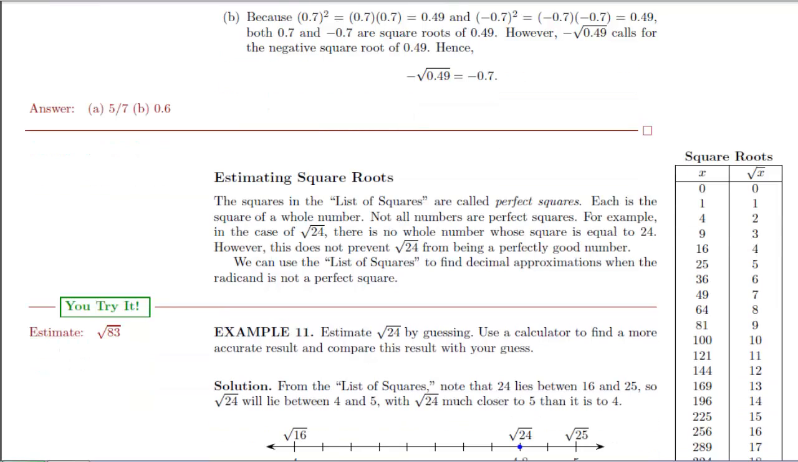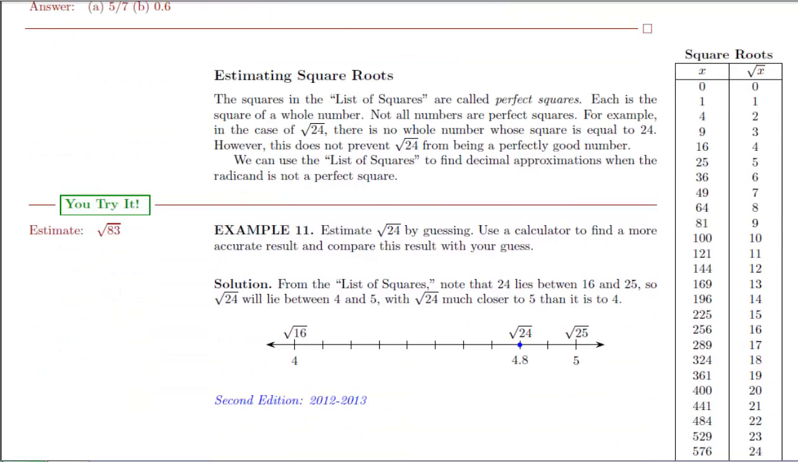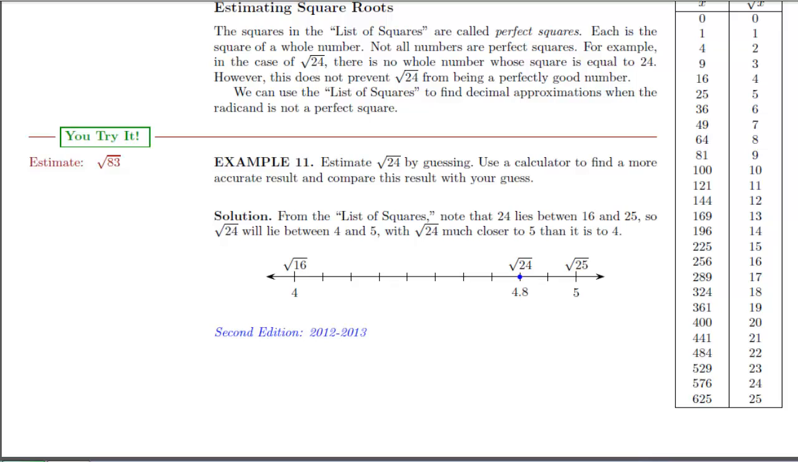Estimating square roots. The squares in the list of squares are called perfect squares. Each is the square of a whole number. Not all numbers are perfect squares. For example, in the case of square root of 24, there is no whole number whose square is equal to 24. However, this does not prevent square root of 24 from being a perfectly good number. We can use the list of squares to find decimal approximations when the radicand is not a perfect square.